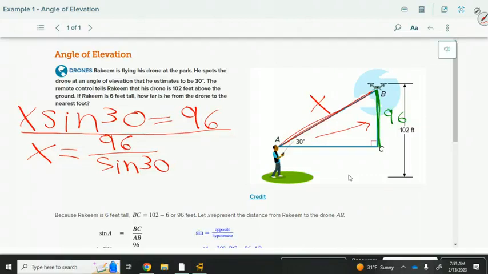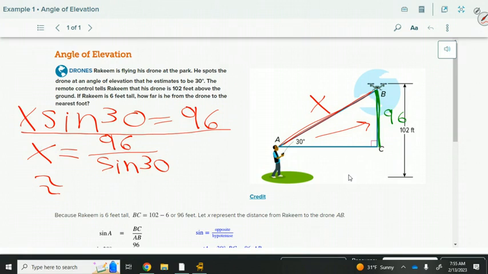Because using the PEMDAS rule, parentheses are the first thing we do, so the calculator is going to realize that. It's going to solve for sine of 30 first, and then it'll do 96 divided by sine of 30. So that's why we're using the two parentheses. And again, in the problem we're solving to the nearest foot. So when you plug that in, I think it was roughly 192.